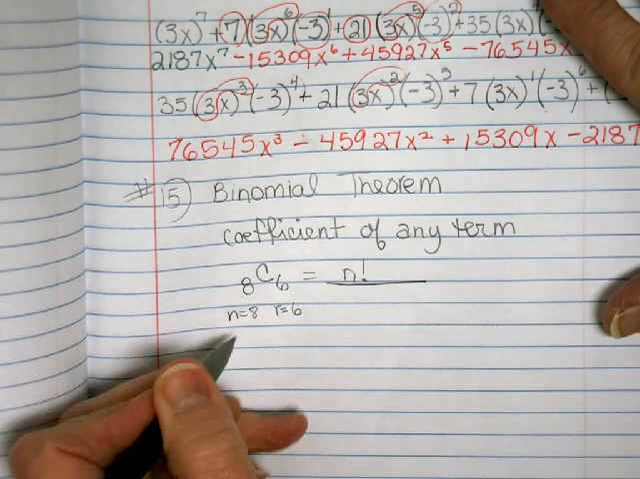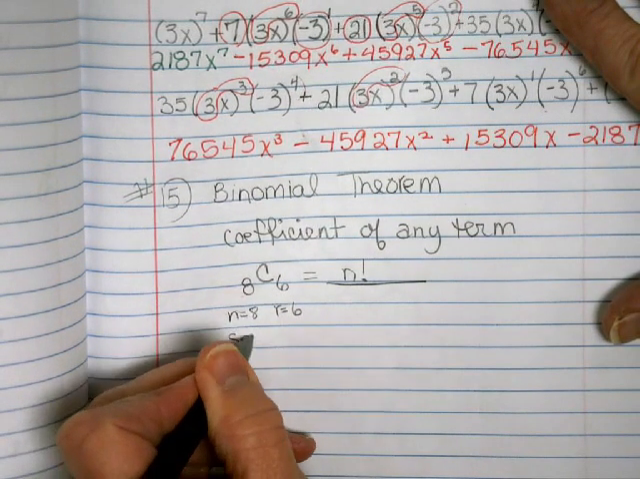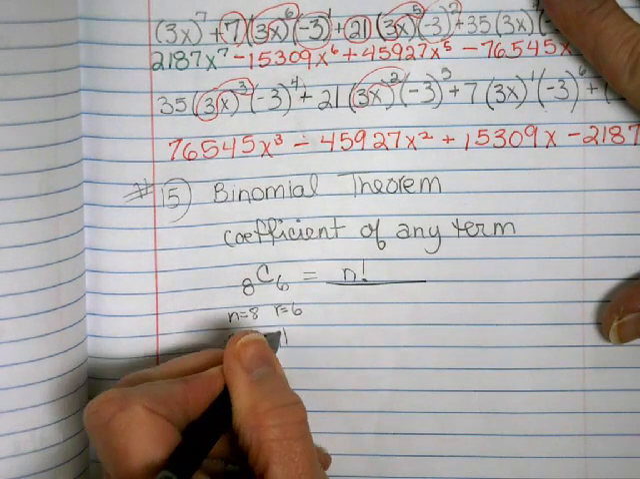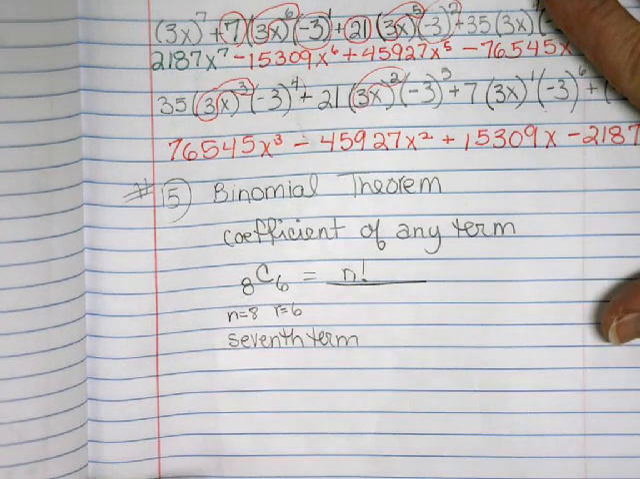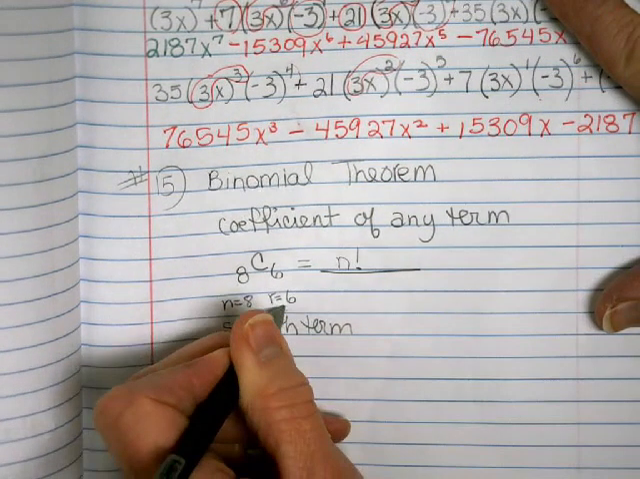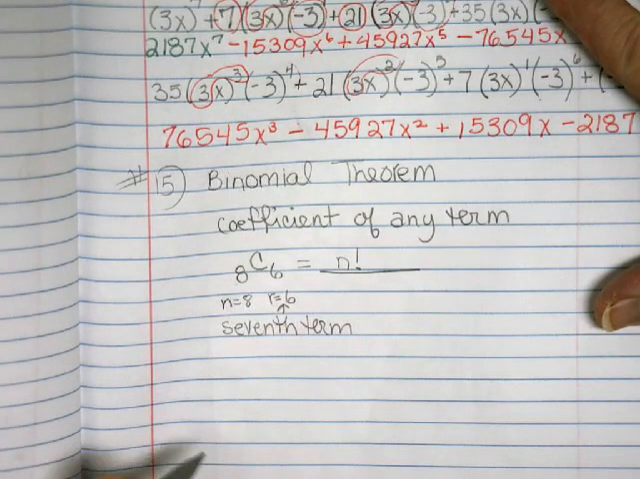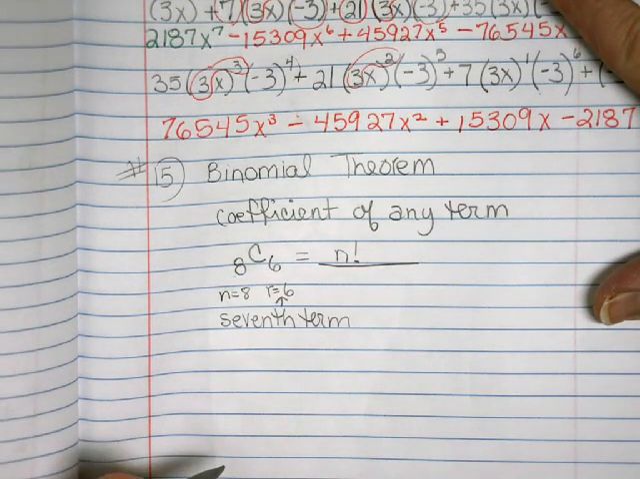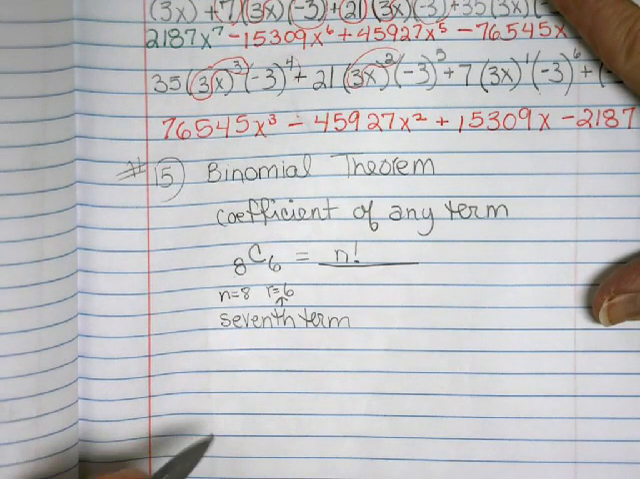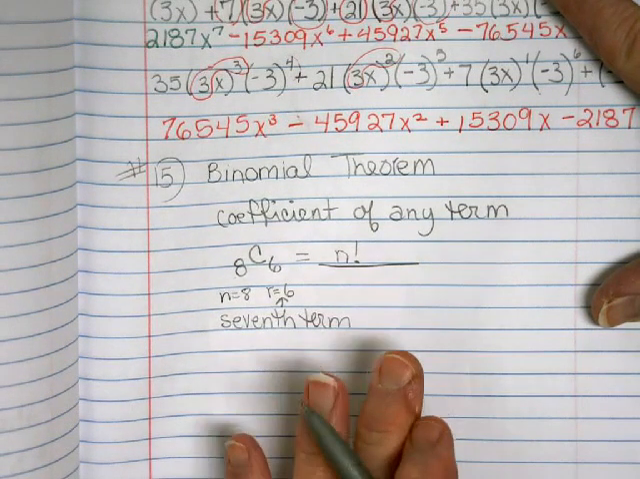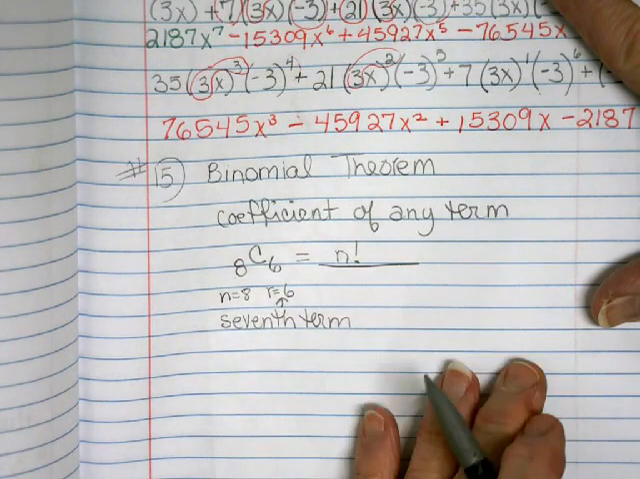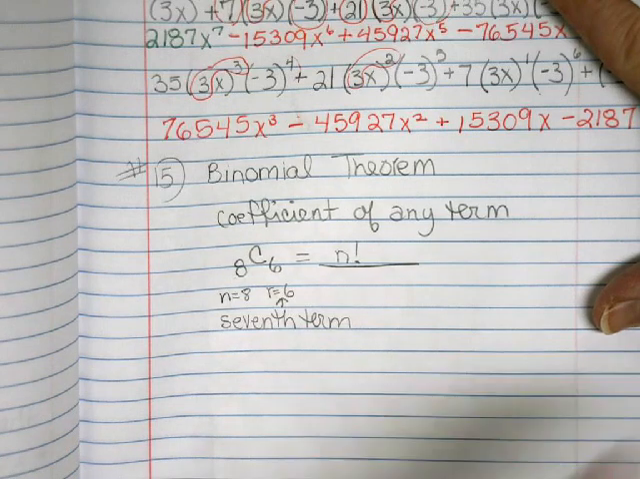But it's the 7th term, because you start at choosing 0. So if you choose 0, that's your first term. If you choose 1, that's your second term. Choose 2, that's your third term. Choose 3, and so on.